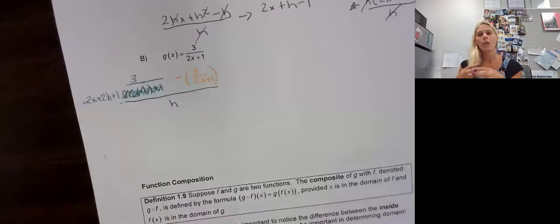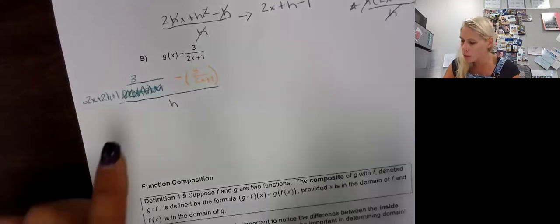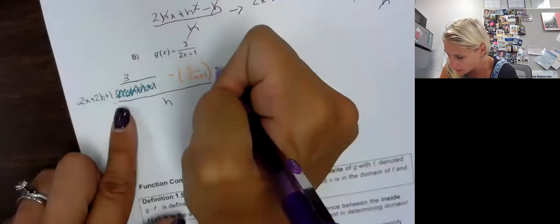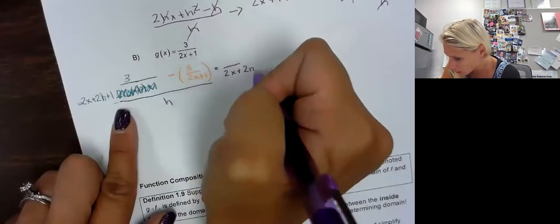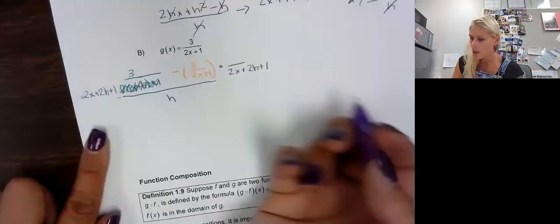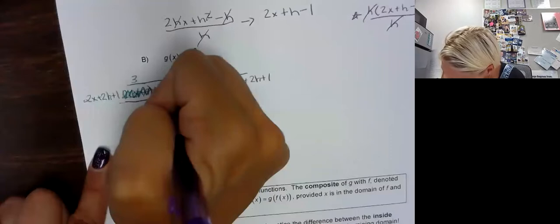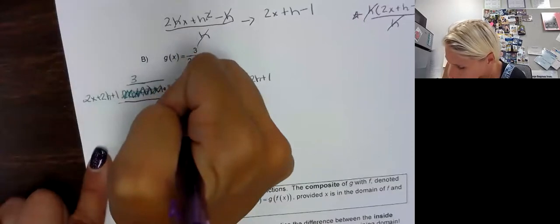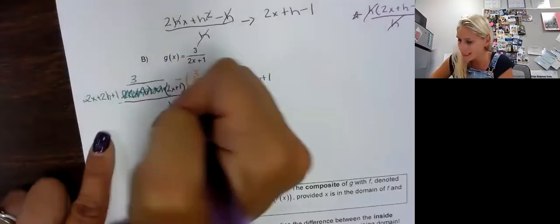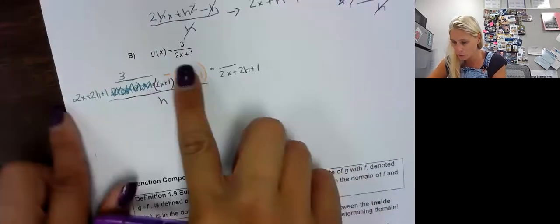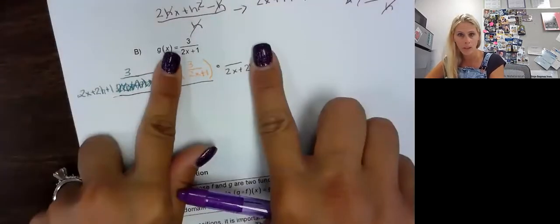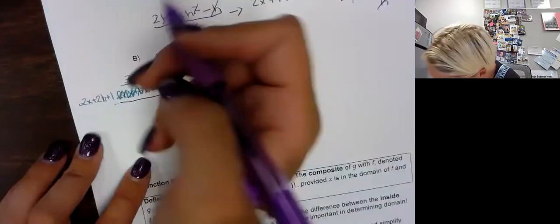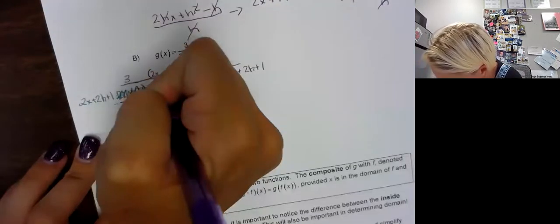Because again, how do you combine fractions? You have common denominators. So if you look, what's missing here is the 2x plus 2h plus 1. What's missing here is the 2x plus 1. Do you guys see now that these two, so this denominator and this denominator, are the same? And whatever I do to the bottom, I must do to the top.